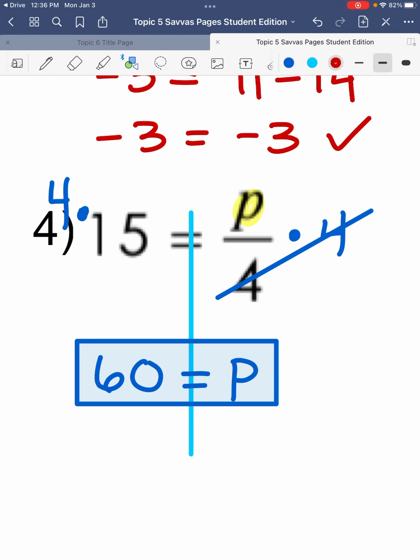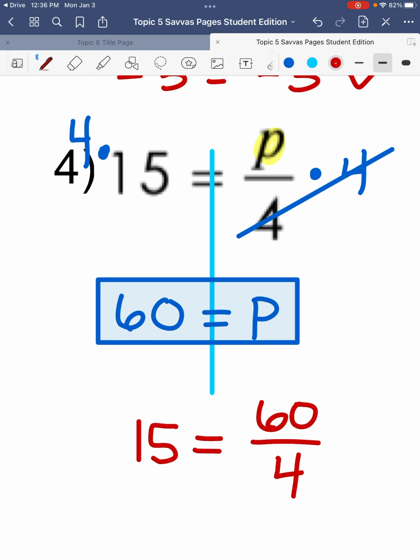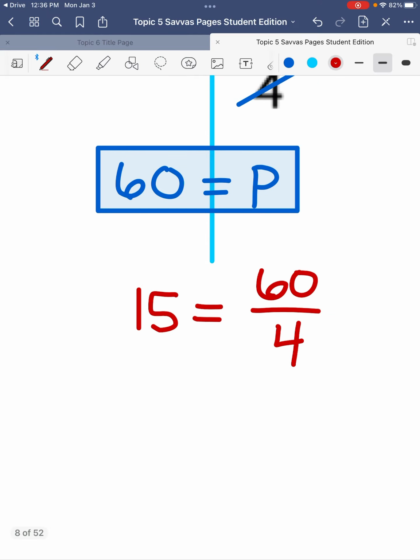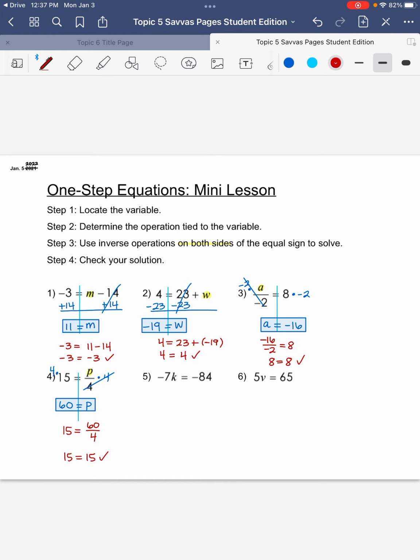We're going to plug in 60 for P and simplify. So we have 15 equals 60 divided by 4. Well, 60 divided by 4 is indeed 15. So 15 equals 15. Our answer is correct.